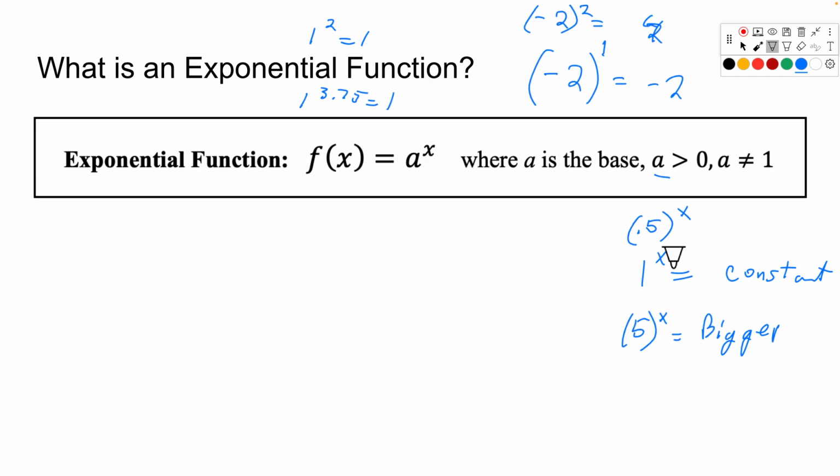0.5 is a half. If you keep multiplying by a half, you get a half, 1/4, square that times 2, you get 1/8, 1/16. We get smaller and smaller, right? So we'll see basically when we graph these.